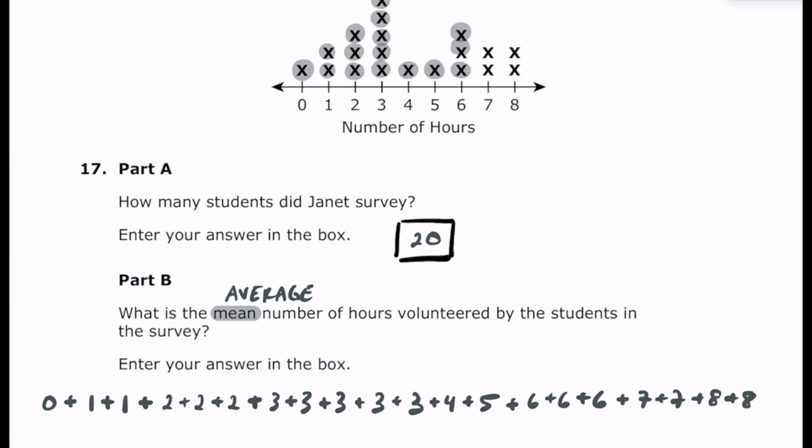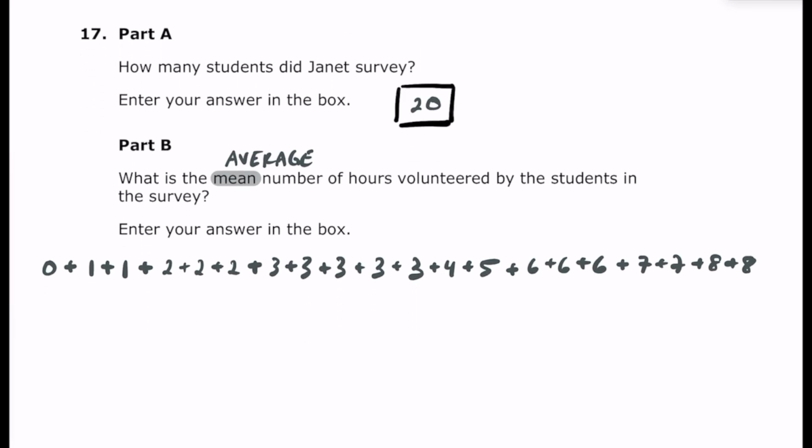So there's a lot of adding going on here, but to find the average or the mean, you add up all the number of hours that were volunteered by all these people, and then we're going to split it evenly amongst the 20 people to find the average amount here, right? So let's go ahead and try to condense this a little bit here. So we have 0 plus, and then over here, this is going to be just 2.